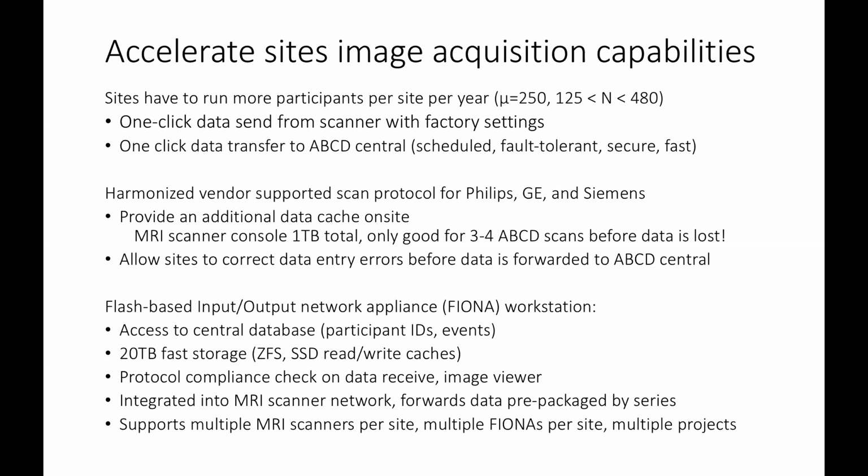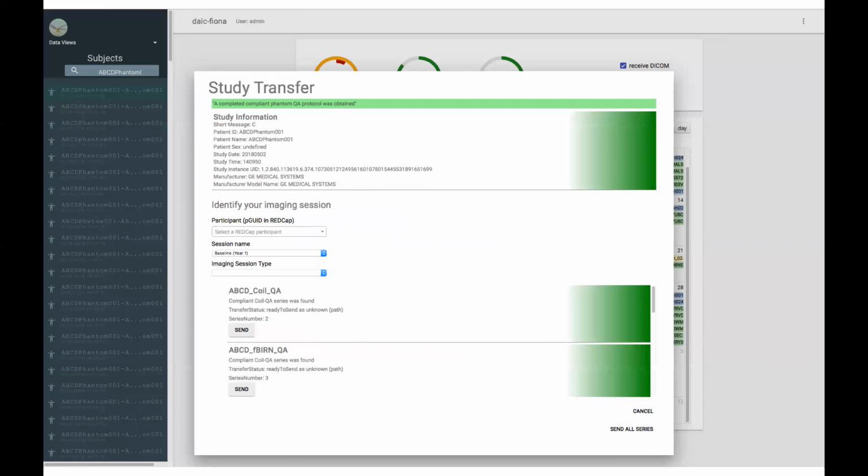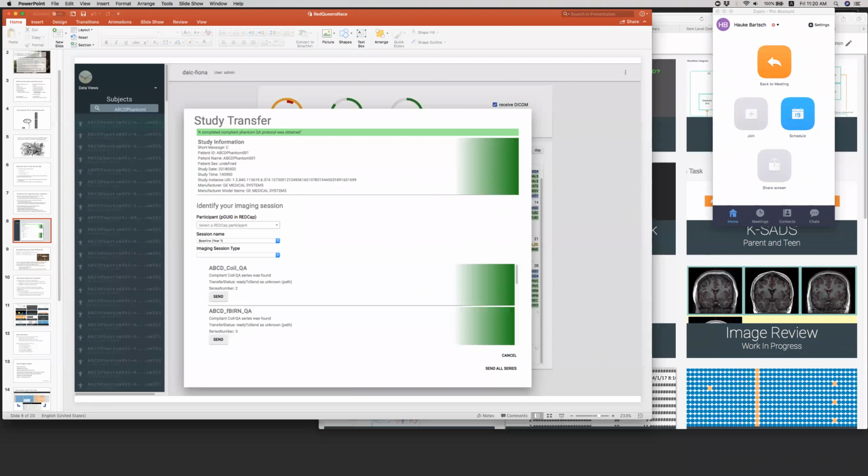All of this is automated, and the Fiona system also supports multiple scanners per site, and you can have more than one Fiona. And we also have sites that use the Fionas for other projects. Okay, so this is a view of what the system looks like. I will try to go out of my presentation, and then.